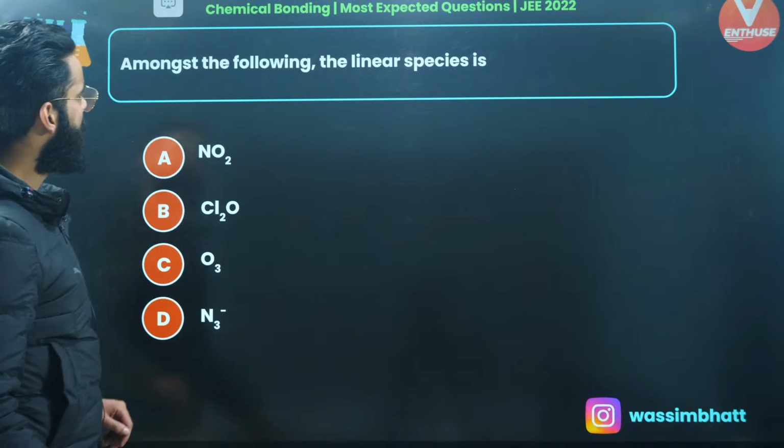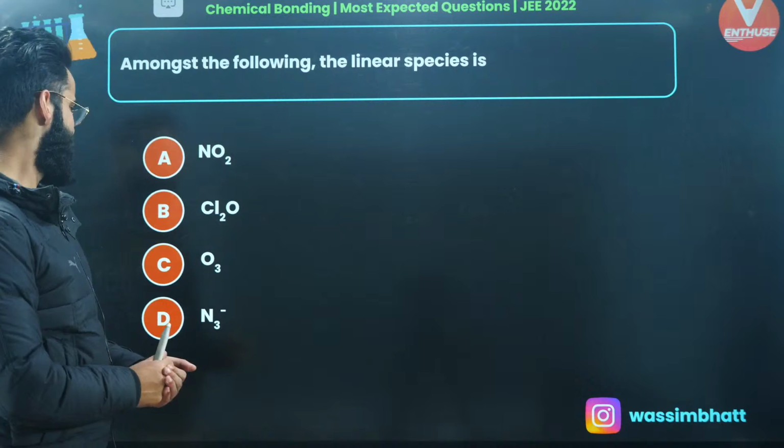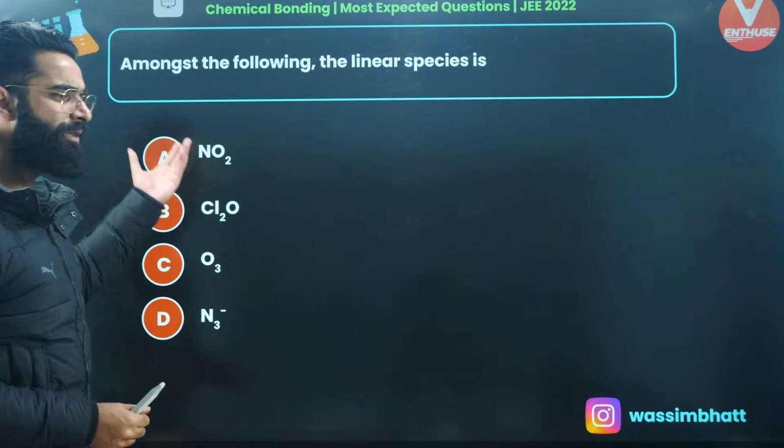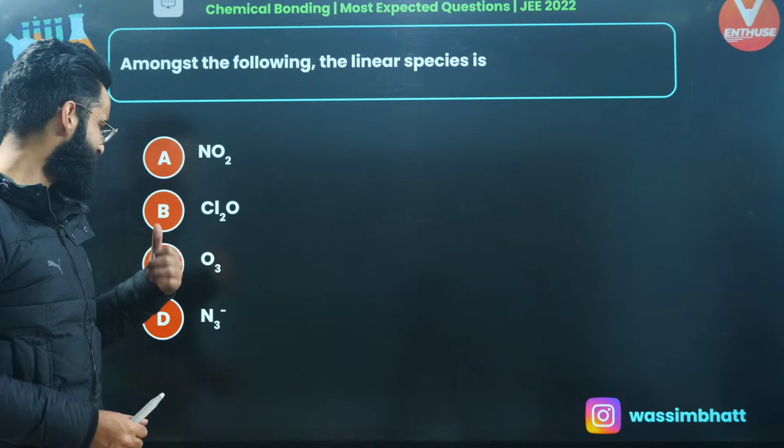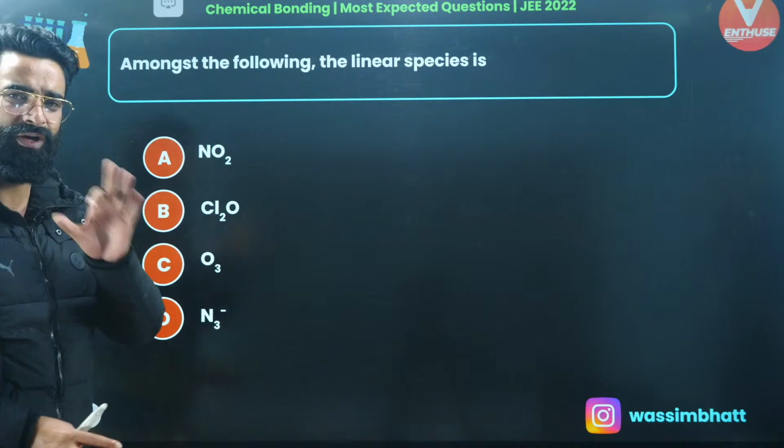Look at the next one. Among the following, the linear species is. Which of the following is linear? These are all the common examples. NO2, this is bent shaped. Cl2O, this is again bent. O3 again bent. N3 negative is the only one which is linear.